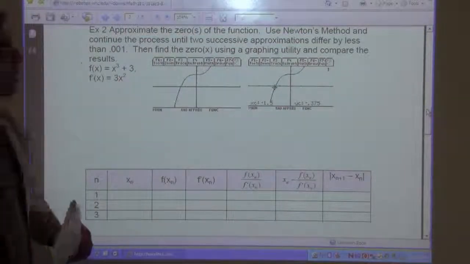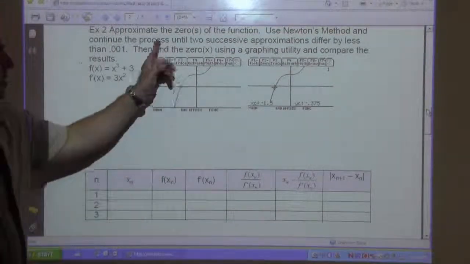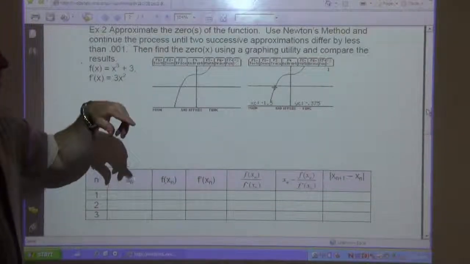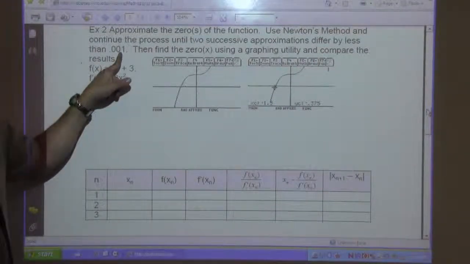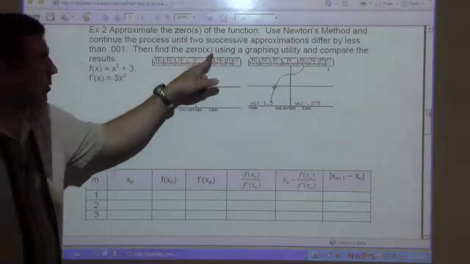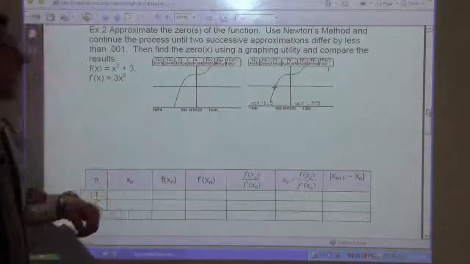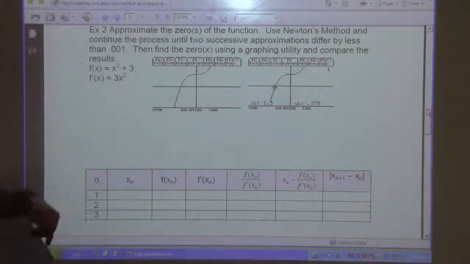Approximate the zeros of the function, use Newton's method, and continue the process until 2 successive approximations differ by less than 0.001. Then find the zero, or the x, using a graphing utility and compare the results.